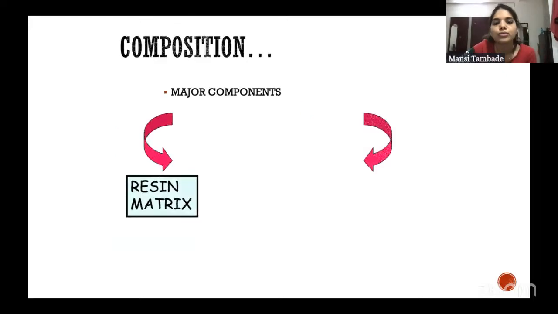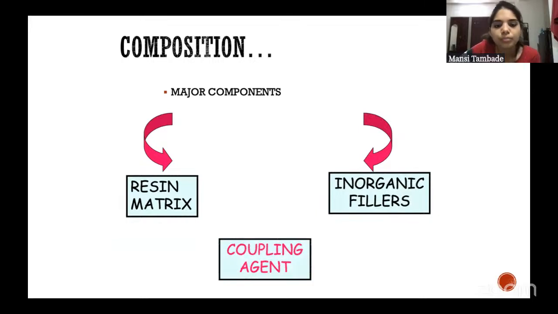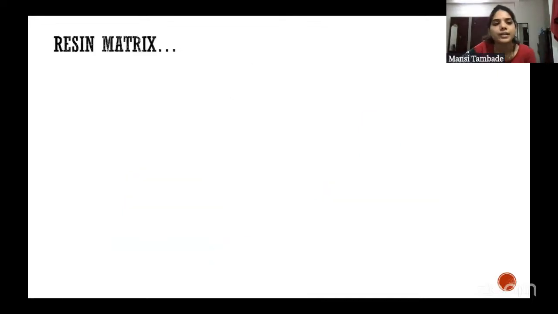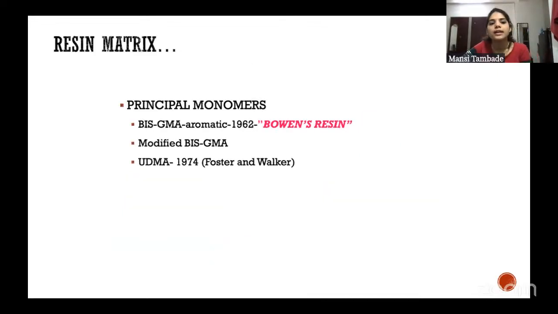Composition, this is the composition, how composite is formed. It is formed of resin matrix, inorganic fillers, and coupling agents. Then coming to the resin matrix, it is the BIS-GMA. See, based on this, there was a classification given. This is Bowen's resin, as it is also known, it was given in 1962.